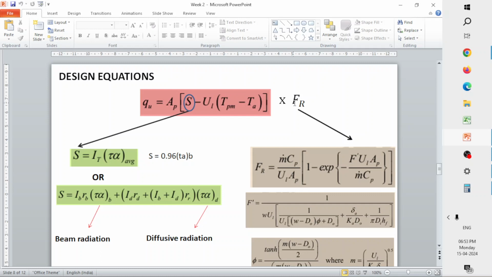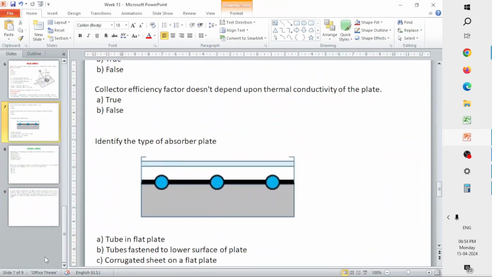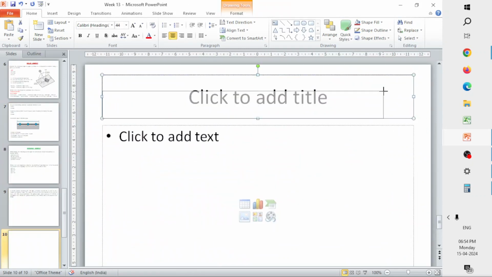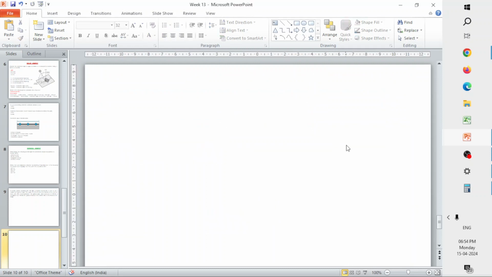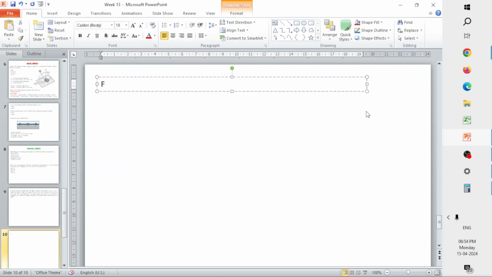These definitions are also available in the video lecture. So here we can write that Fr is the collector heat removal factor.